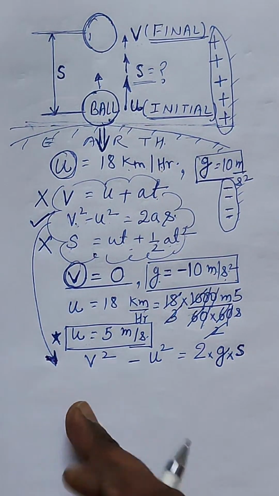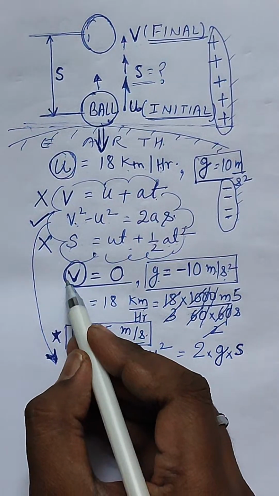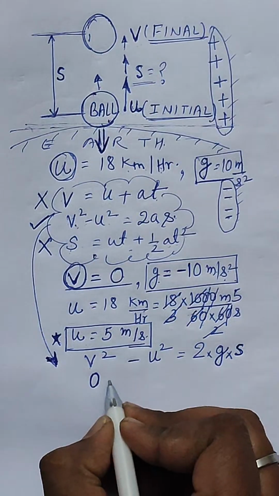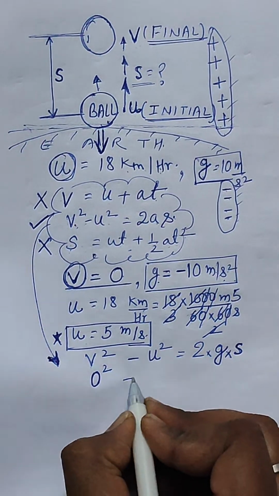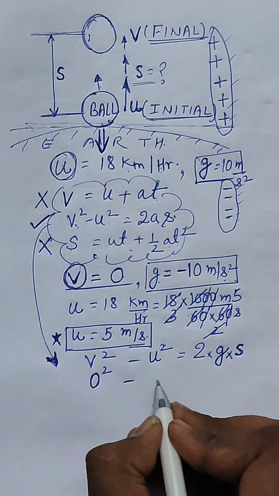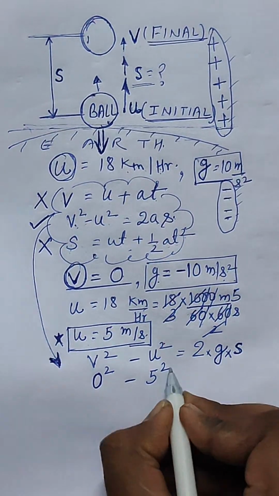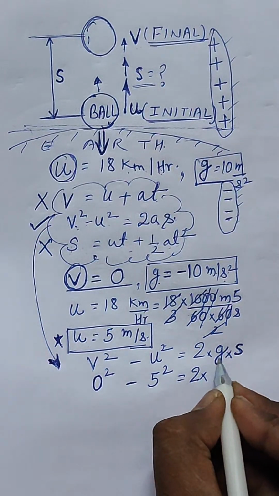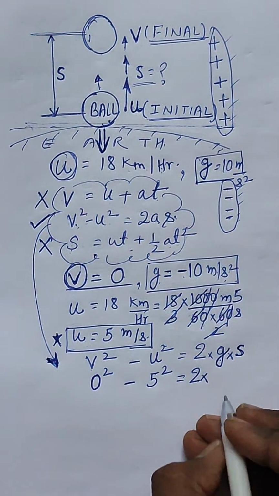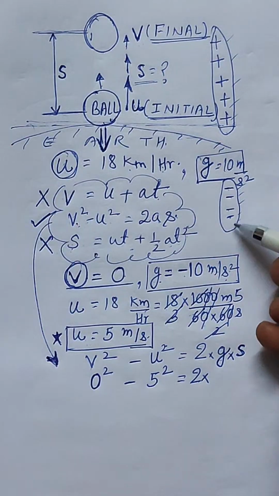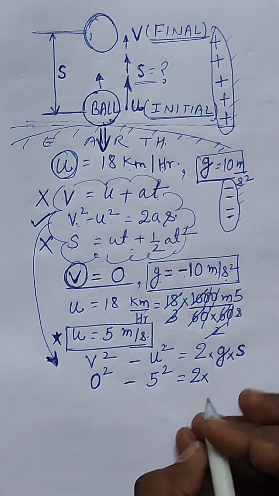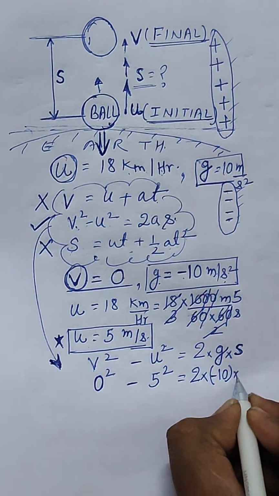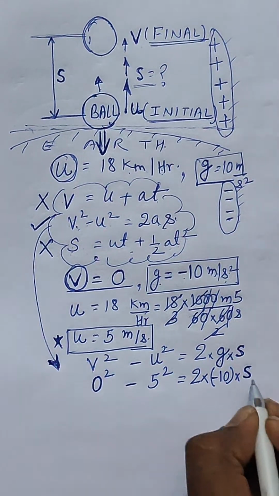Now when you put the value of v, v is 0, so 0 square or 0, minus u square, u is 5, so this will be 5 square, equal to 2 into g. The value of g is minus 10, right? Because it's acting downward, all the values below the reference level, right? So it will be minus 10 multiplied with s, right?